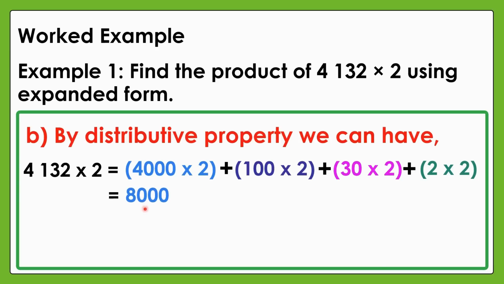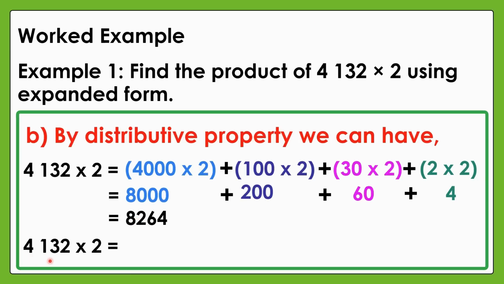equals 8,000 plus 200 plus 60 plus 4 equals 8,264. Therefore, 4,132 times 2 is equal to 8,264.